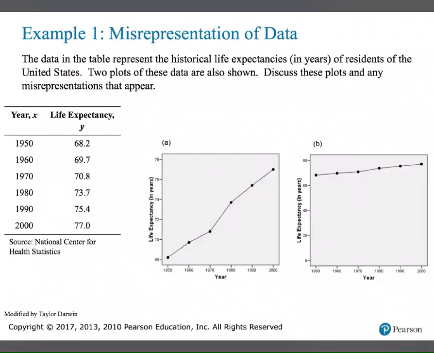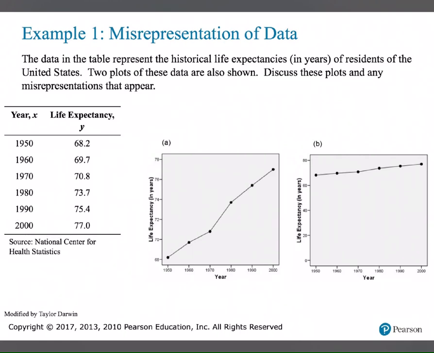This says the data in the table represents the historical life expectancies of residents of the United States. 2 plots are shown below. Discuss these plots and any misrepresentation. So in 1995, our life expectancy was basically 68. And in 2000, our life expectancy was 77.